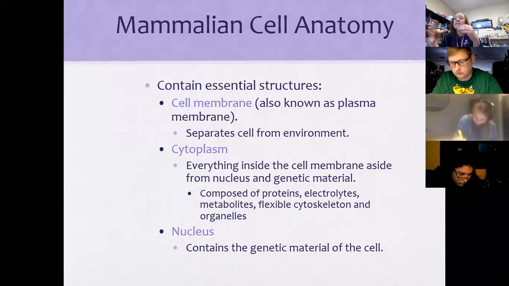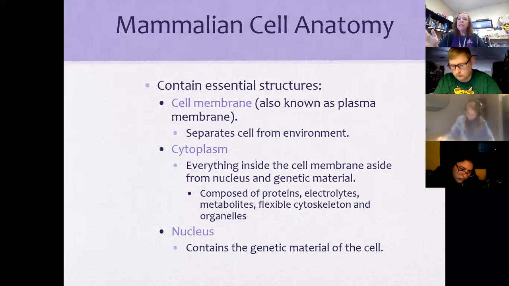Now, inside the cell is kind of this liquid jelly. It's called cytoplasm. Cyto meaning cell, plasm meaning fluid or fluid-like structure. And so everything is suspended in the cell in this jelly-like structure.